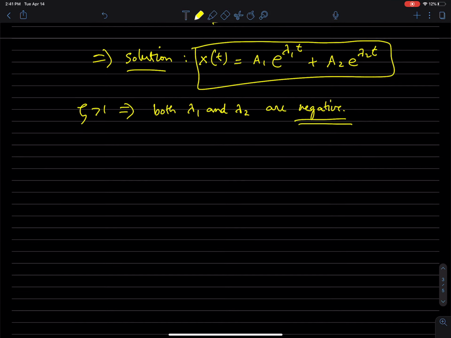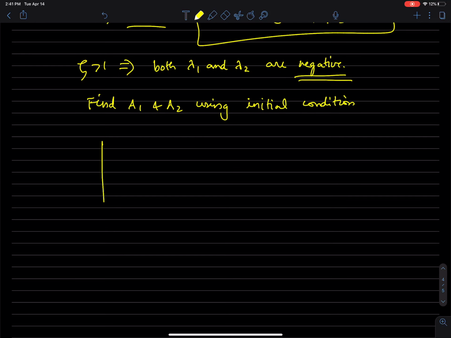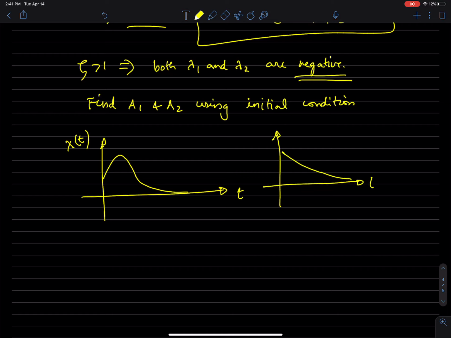So this is going to be the solution where you find A1 and A2 using initial conditions, of course, as usual, whatever they may be. And the fact that lambda 1 and lambda 2 are negative, in other words, these exponents are negative, means that if you want to plot x of t as a function of time, it might look like this, or it might look like this. So essentially, pure exponential decay.